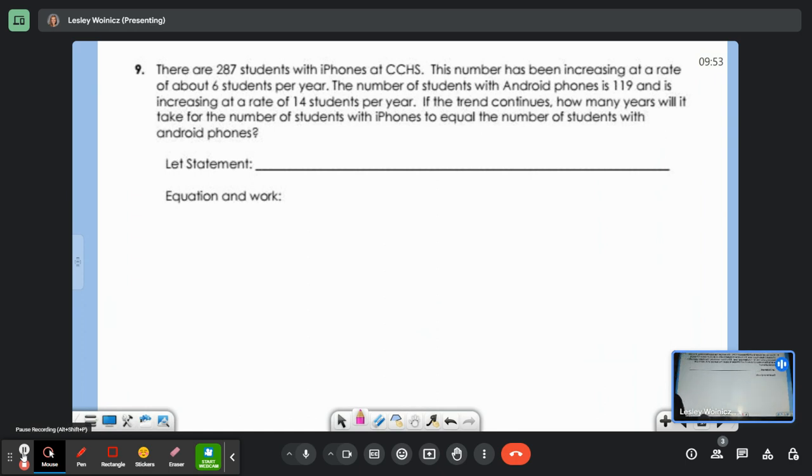For the let statement, remember we're looking at the question. What is the question? Good. So what does x have to be? What are we finding? Years. X has to be years. Okay. So we're gonna have a side of our equation that has iPhones, and then another side with Androids.